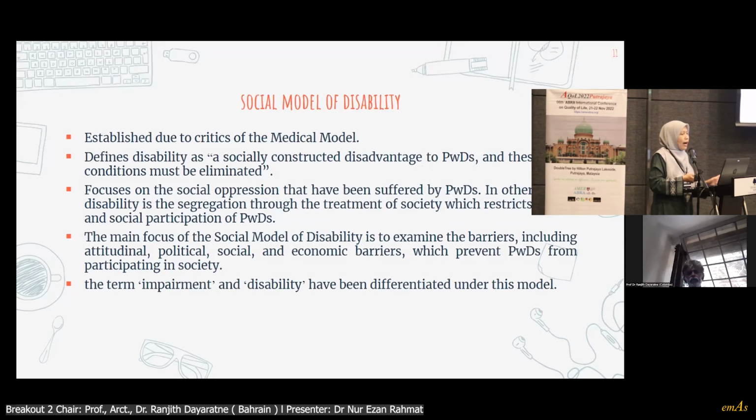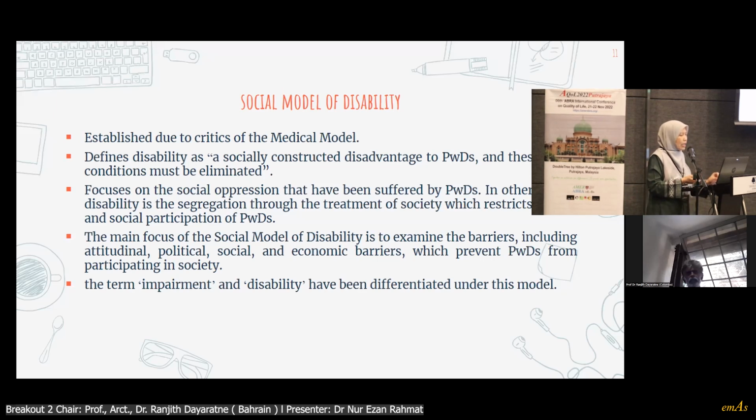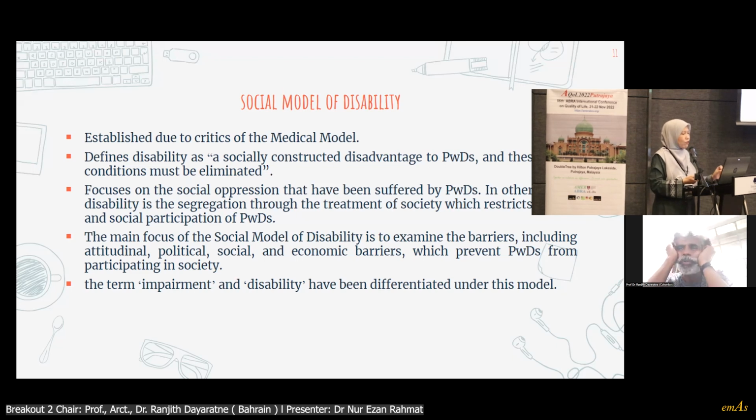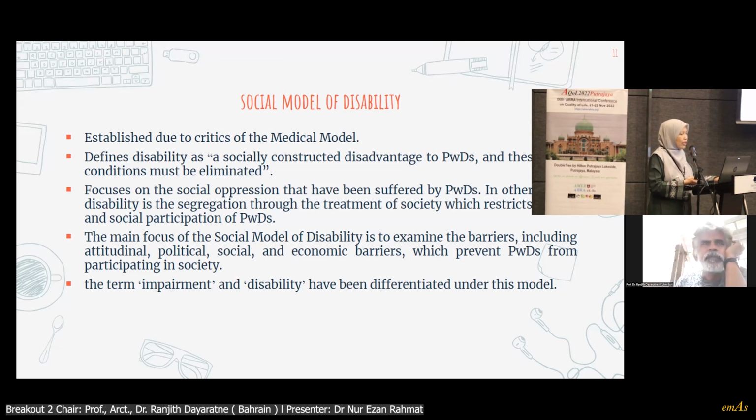What we want to highlight here is that the social model can also be referred to. This social model of disability is very good actually. We are looking at the hindrances or challenges these children face in communicating with society. The main focus of the social model of disability is to examine the barriers, including attitudinal, political, social, and economic barriers, which prevent persons with disabilities from participating in society.